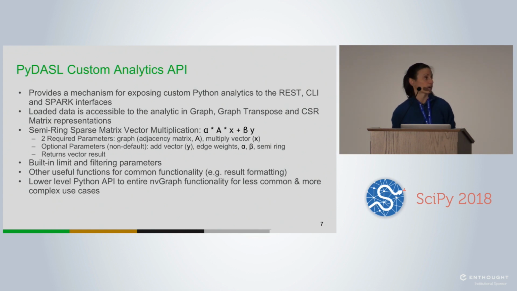But in addition to that, there are a few other functionalities provided to the custom analytics. For example, if you're running PageRank, you probably don't want the PageRank of all 5 million nodes in your graph. You probably want the top 10 or something. So there's built-in limit and filtering parameters where you can say, okay, I only want 3 nodes and filter them using this regex. And some other functionality, for example, result formatting. And then additionally, there is other NV graph functionality that's more complex, but it's not as commonly used, at least with the analytics that we've implemented so far.